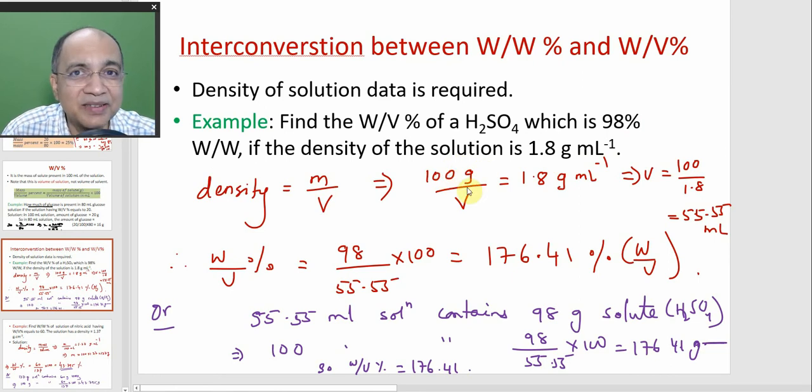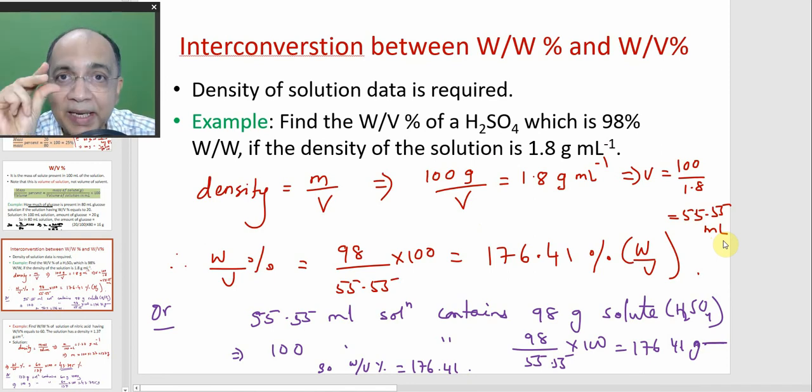You can take X, no harm. You can take 1000, no harm. But since it is 98%, so 100 gram solution contains 98 gram pure H2SO4. So therefore, if you take 100 gram as the mass of the solution, you find what is V. V is equal to, this comes down, becomes as low as 55.55 milliliter. 100 gram solution will occupy a much smaller volume, 55.55, because the solution is highly dense, heavy, density is so high, 1.8 gram per milliliter, right?